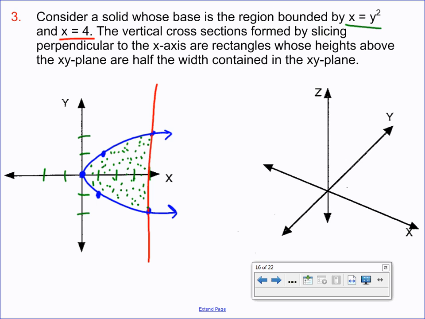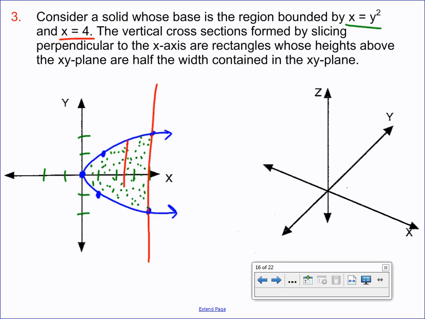Okay, so there's the base of my solid. Now we're going to take a cross-section perpendicular to that base and turn it to face you. What shape will it be? Well, it's going to be a rectangle whose height above this xy plane, that is coming out of the page towards you, is half of the width contained in the xy plane. So let's go ahead and consider what that's going to look like.